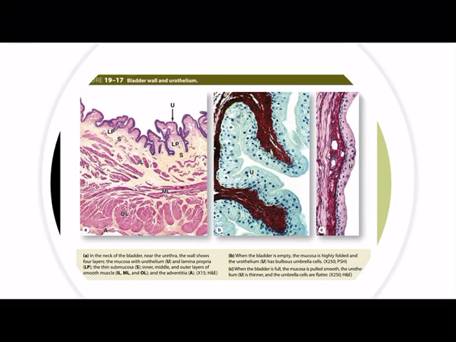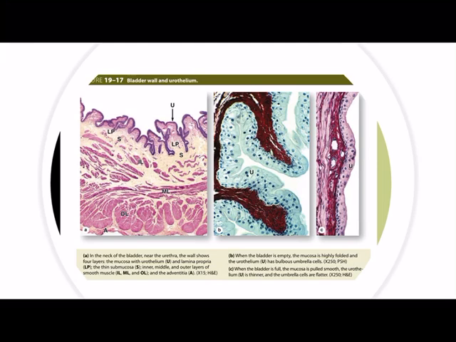So in the pinkish picture, this is the neck of the bladder, which is near the urethra. The wall shows 4 layers. You have again in the bladder your mucosa with your urothelium, that's a U, and then you have your LP, your lamina propria. Then you have a thin submucosa. Then you have an inner layer, a middle layer, and an outer layer of smooth muscle cells. And then again your adventitia.